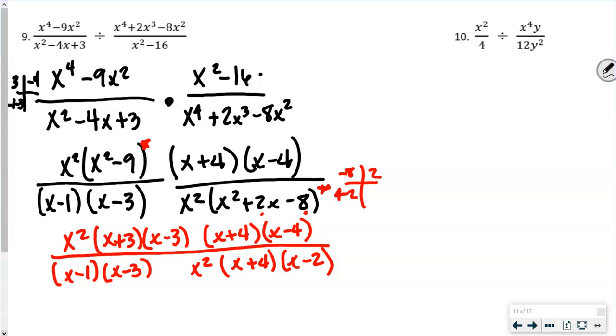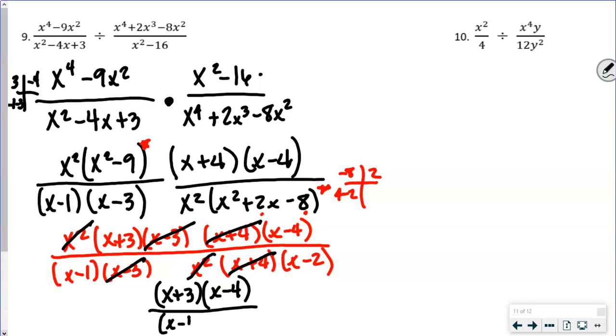So once we've done this, we're just trying to see if we can cancel anything out, okay? So I notice an x squared and an x squared, so those cancel each other out. I don't have an x plus 3 in the bottom, but I do have an x minus 3. And I do have an x plus 4, but I don't have an x minus 4. Okay, so what do we have left, y'all? So what we have left is we have x plus 3. We have an x minus 4, right? And over here, we have an x minus 1 and an x minus 2.